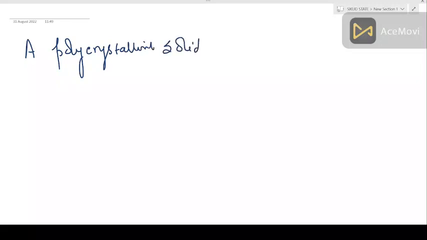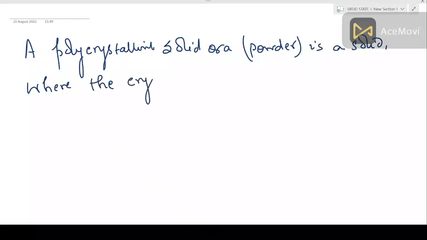A polycrystalline solid, or a powder, the so-called powder, is a solid where the crystallites, I have defined what the crystallites are, grow together in the form of interlocking patterns that are oriented randomly with each other.